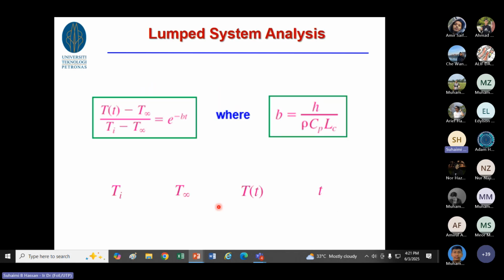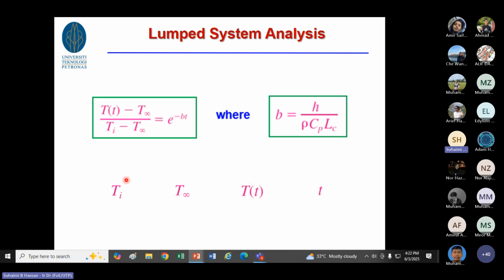Okay. This is the equation for lump system analysis: T(t), T ambient, Ti, T ambient, and t. So remember, there are four parameters. Ti, where i is initial. T ambient is the surrounding temperature. T(t) is the temperature after time t. This is the time taken.